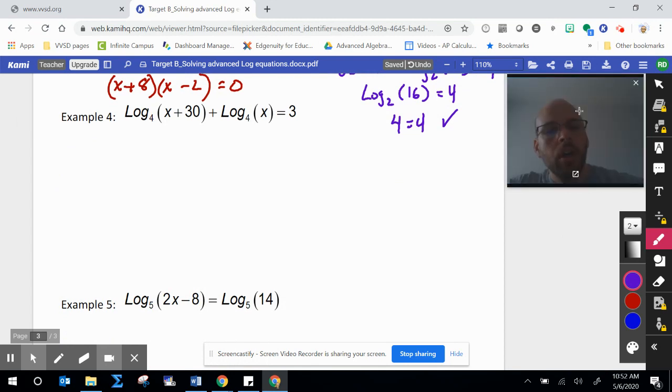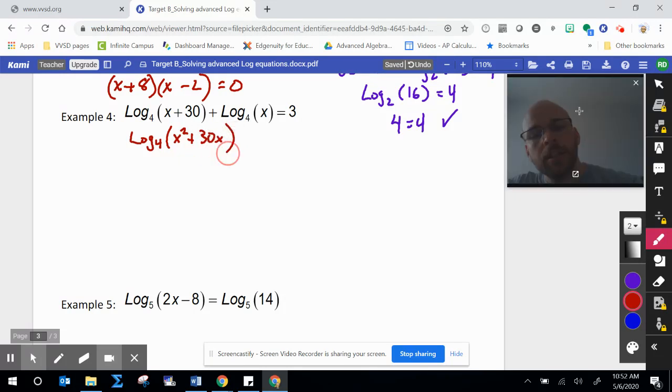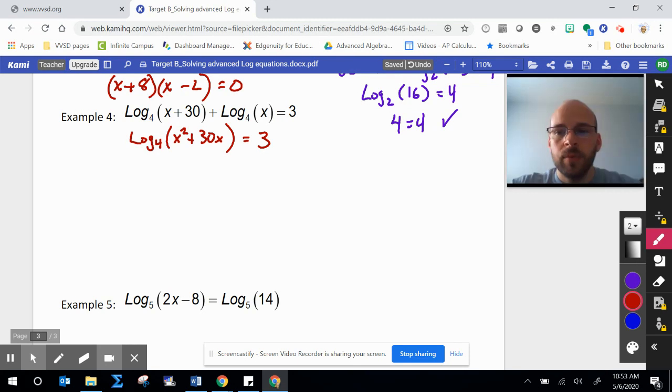Okay. So I have log base 4 and a log base 4. They're being added together. So what I want to do is start with multiplying the insides. Now, if I do x times x, that's going to be an x squared. X times the 30 is going to be a 30x, and that would just be equal to 3. Okay. Now, I need to solve it.